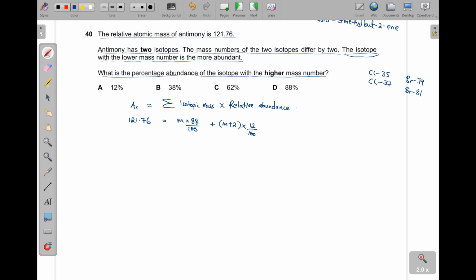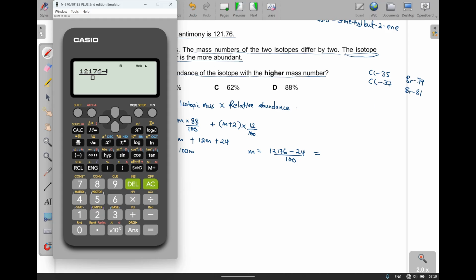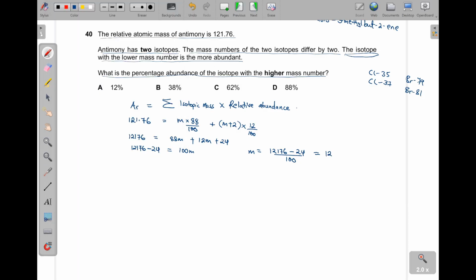So when we multiply all through by 100, we shall get 12176. Then this one is going to be 88M. Open the brackets here, you have 12M, then plus the 24. So meaning 12176, subtract the 24, then this one is equal to 100M. So our M is therefore going to be 12176 minus 24 divided by 100. This one cannot be a whole number. It is going to be a decimal. Let's see. So you have 12176, then minus 24, then out of 100. So it is giving us 121.52.